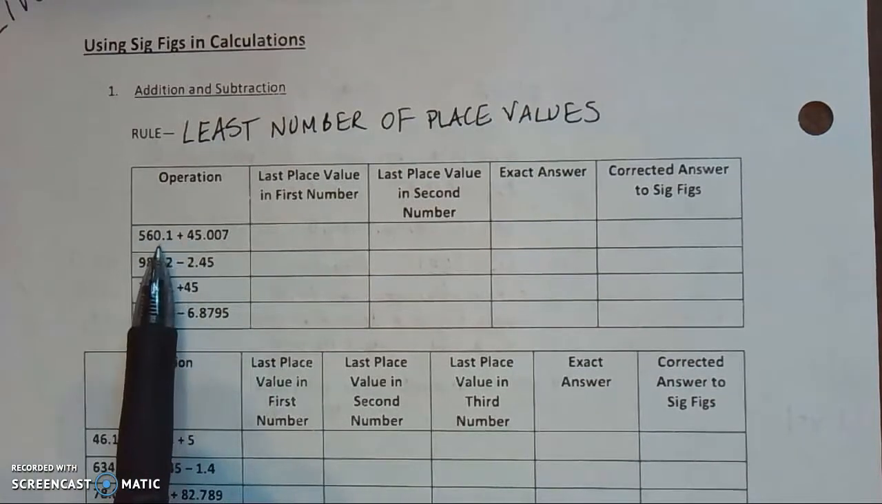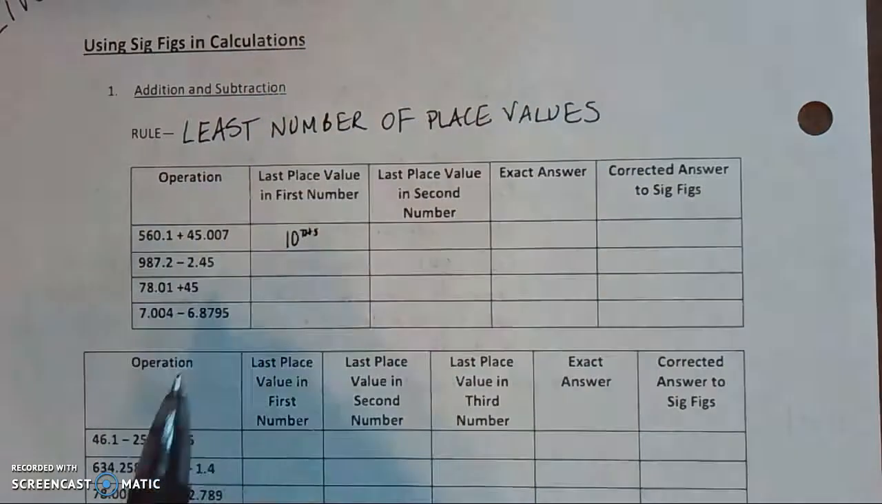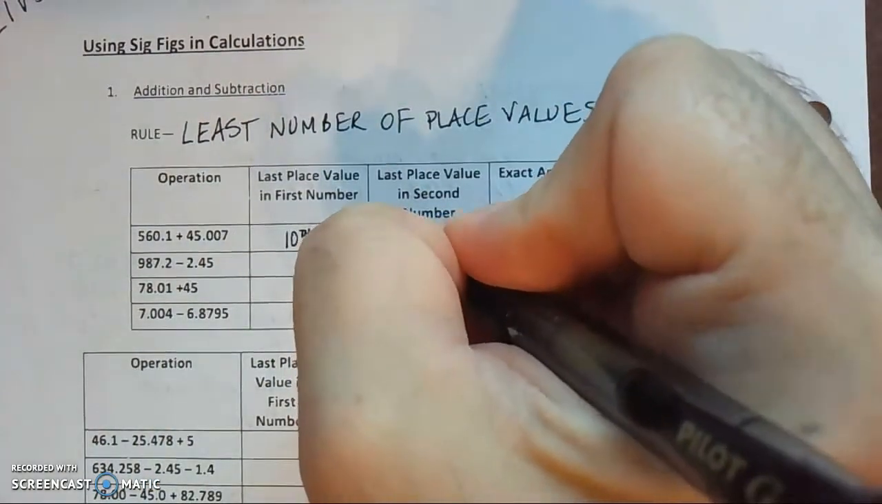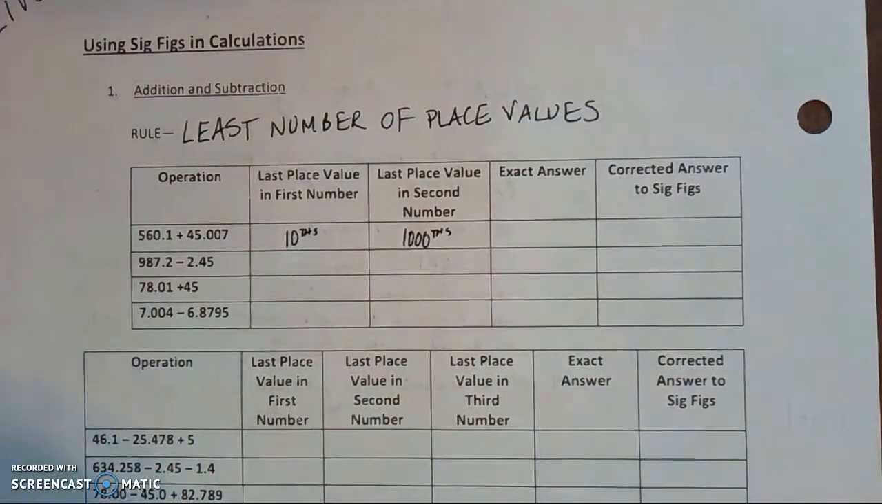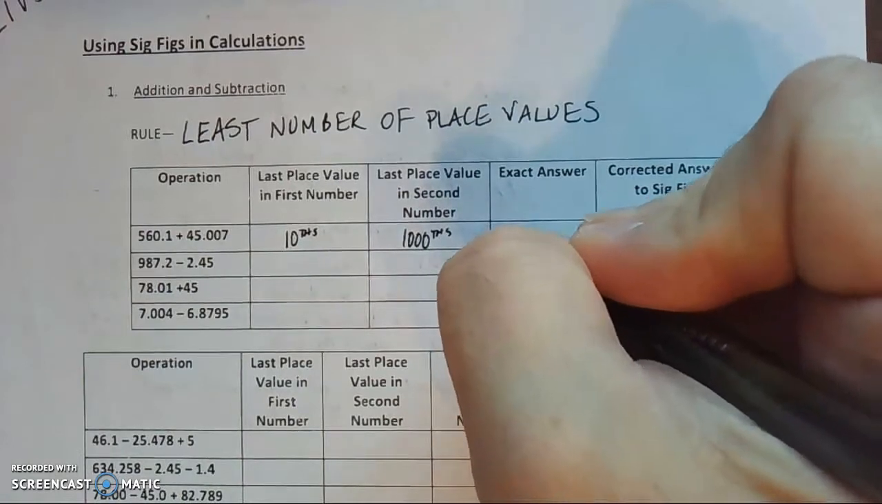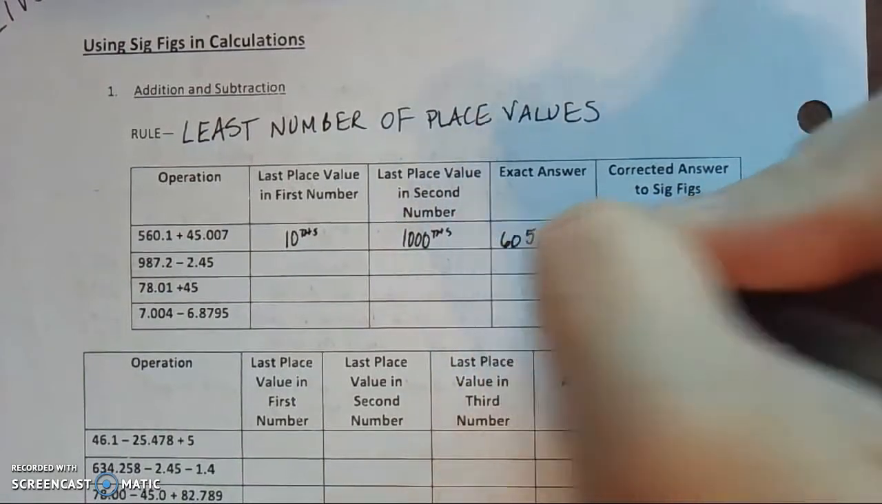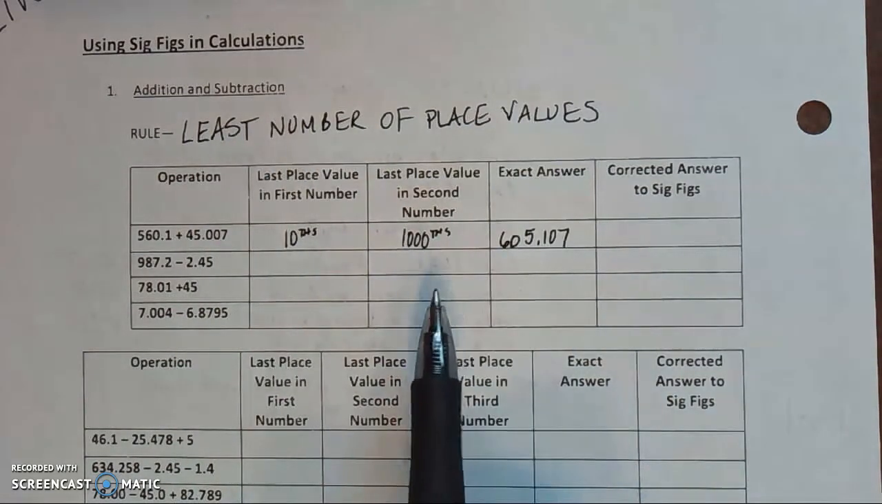If we look at our first example problem here, this number goes out to the tenths place. This number goes out to the thousandths place. So when we do this calculation, 560.1 plus 45.007, we get an exact number of 605.107. But we can only report our answer to the least number of place values.